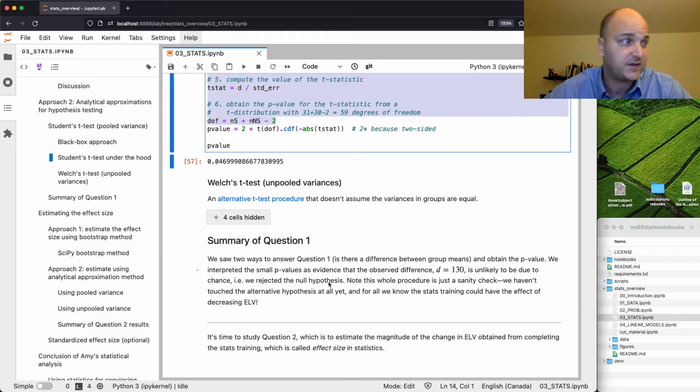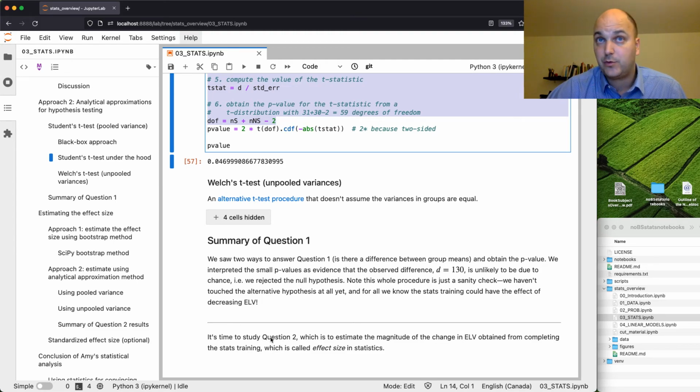Remember the skeptical colleague that says, Amy, I don't believe you. There is no difference between employees who did statistics and employees who didn't. Amy can now go to this colleague and say, look, the observed value 130, if there was no difference, would have only a 0.046% chance of occurring under the null hypothesis. So by all conventional standards, it's unlikely for this to occur. Therefore, there is a difference. So question 1 was, is there a difference between the two groups? Yes, there is. And all these tests show it.